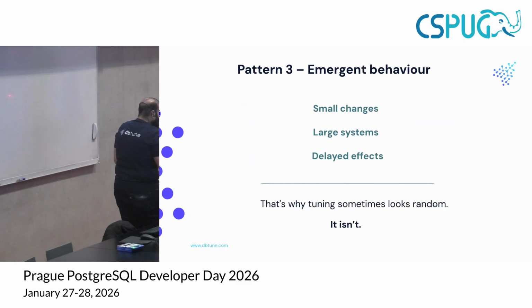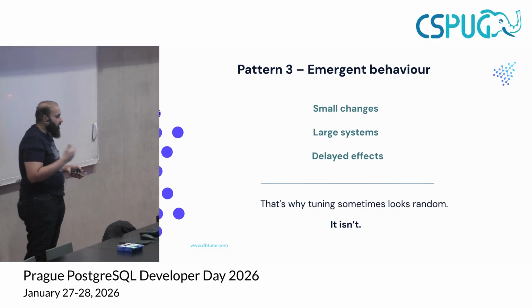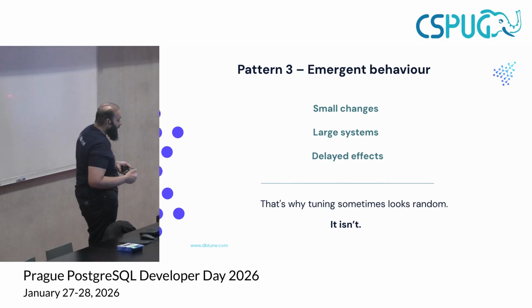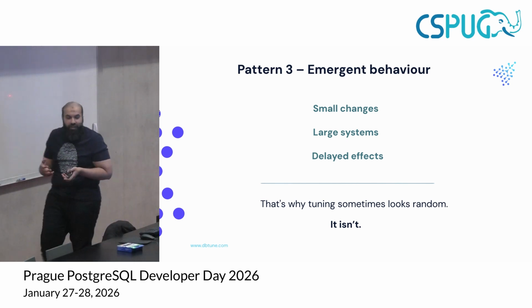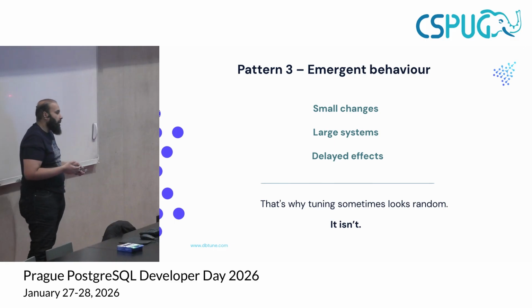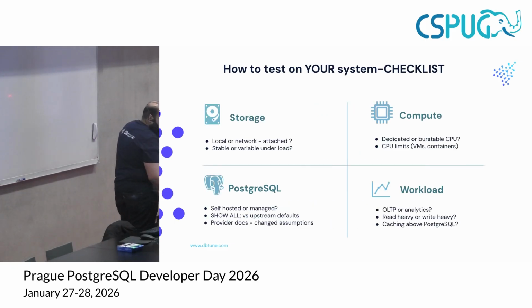So pattern 3 is interesting in a way where small changes matter. Postgres is complicated. It's not a simple system. It's variable. It has a layered architecture, and it has delayed effects. It's not an immediate thing. You change, you observe, and then you validate. That's why tuning sometimes looks random, but it isn't. It's just a matter of understanding things and then making decisions. So these were the 3 patterns that I wanted to share.